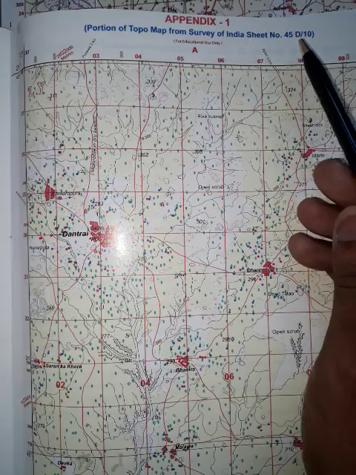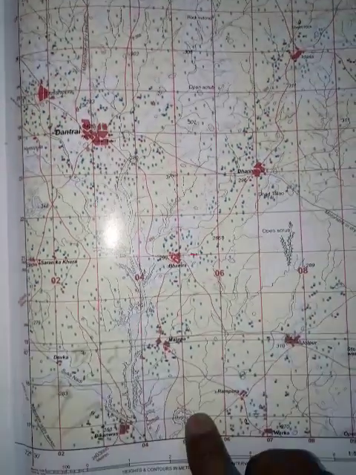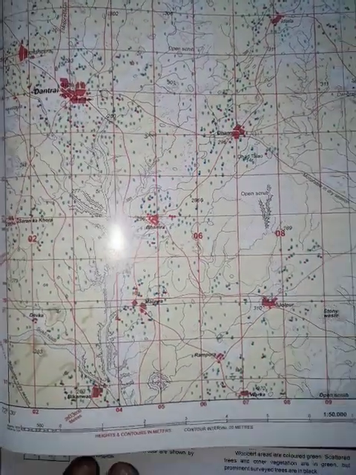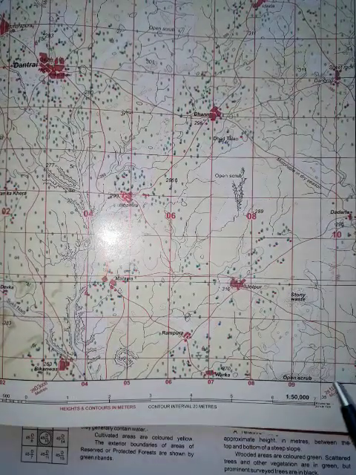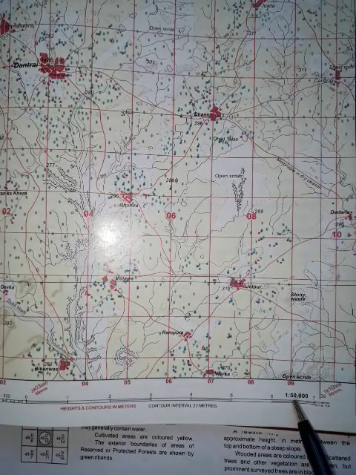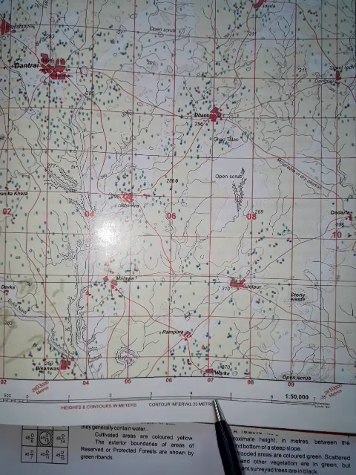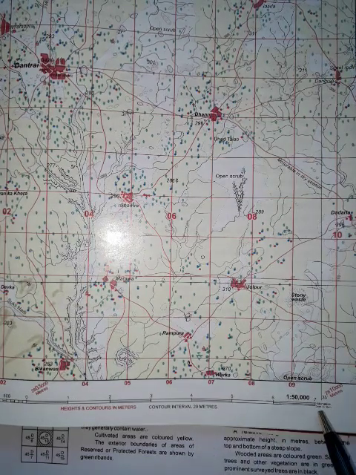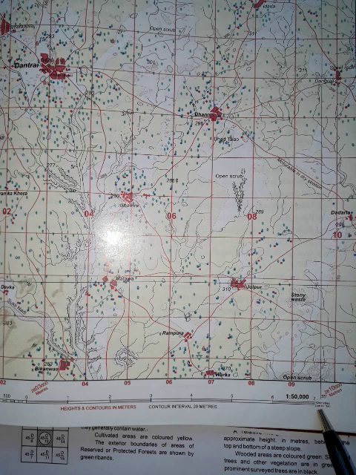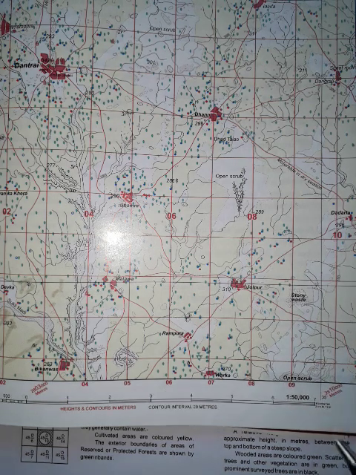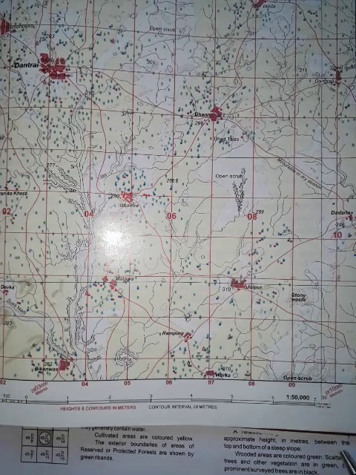This is appendix 1. Before that, again I want to tell you, sheet number is given here, 45D10, and downside the scale is given. Three scales are given here. One is RF, 1:50,000. Second is linear scale. Third is verbal scale. It is written 2 centimeter to 1 kilometer. This scale is also known as the statement of the scale.